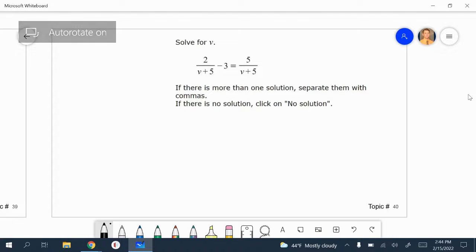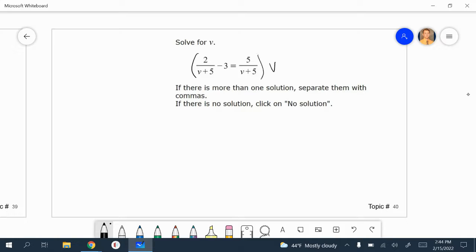Okay, we're going to work on topic number 40 right now. As you can see at the beginning of this question, we are looking to get rid of a couple of things from the bottom of these fractions. So I want to get rid of this and this. And to do that, I'm just going to multiply both sides by v plus 5.